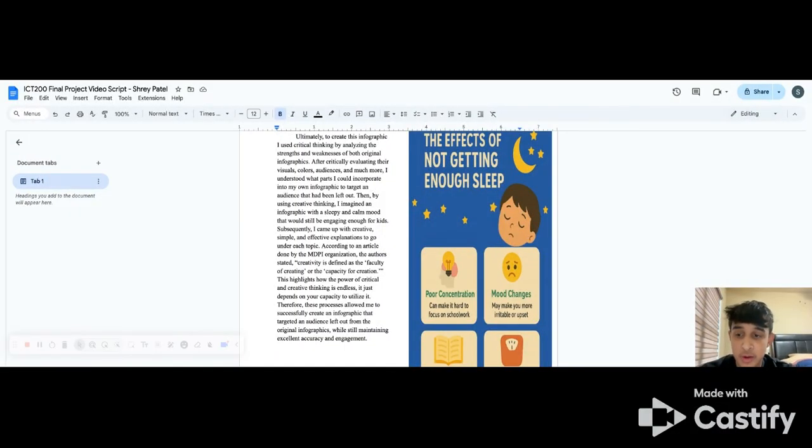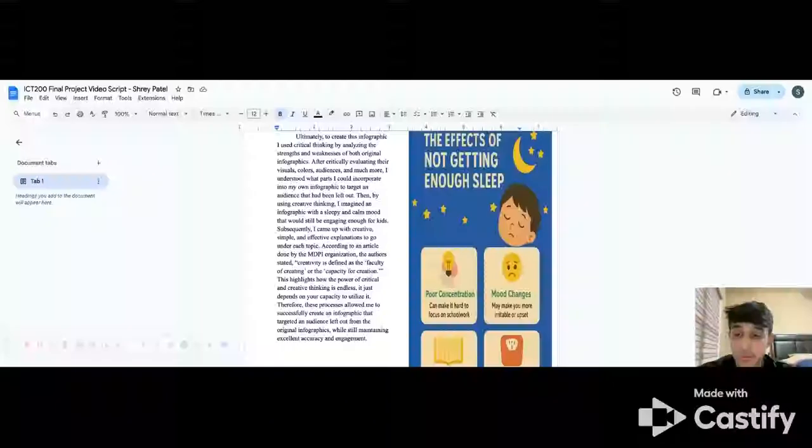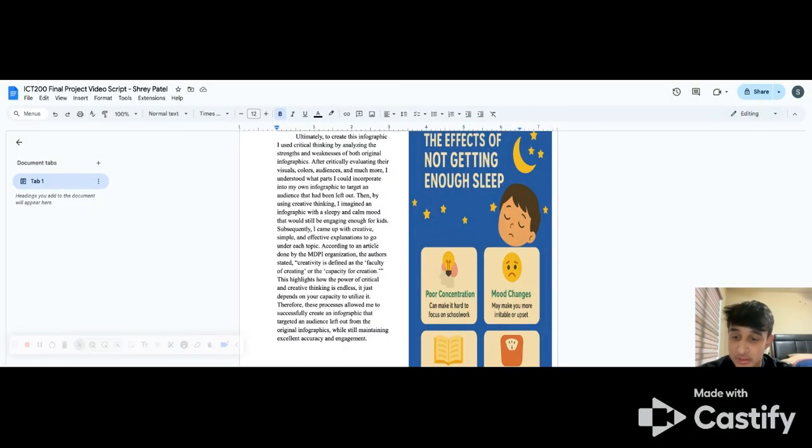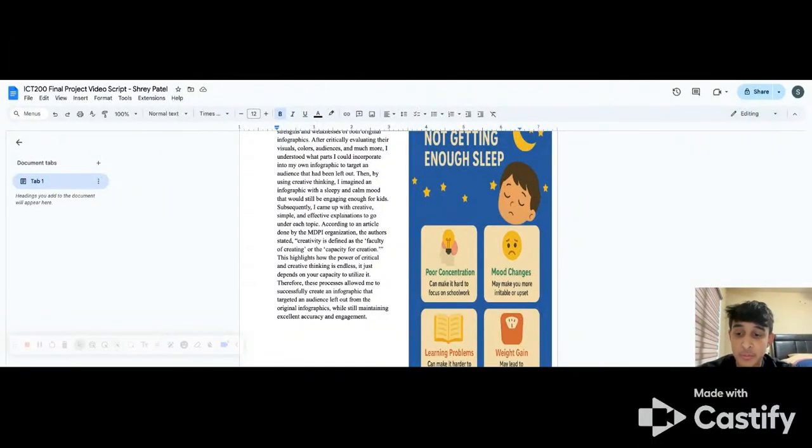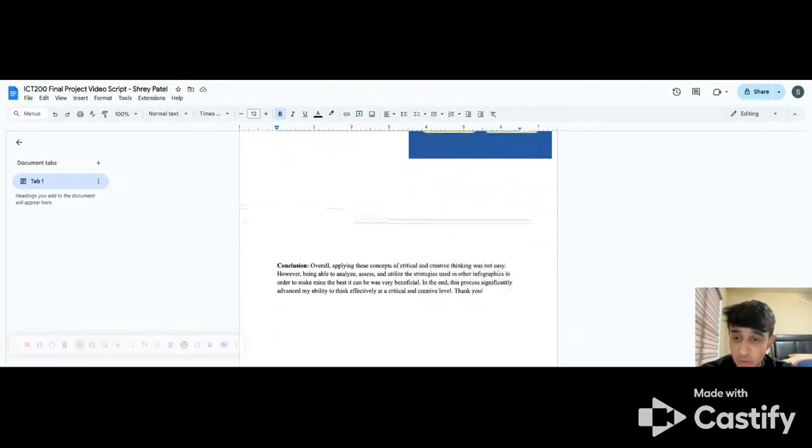According to an article done by the MDPI organization, the author stated creativity is defined as the faculty of creating, or the capacity for creation. This highlights how the power of critical and creative thinking is endless. It just depends on your capacity to utilize it. Therefore, these processes allowed me to successfully create an infographic that targeted an audience left out from the original infographics while still maintaining excellent accuracy and engagement.